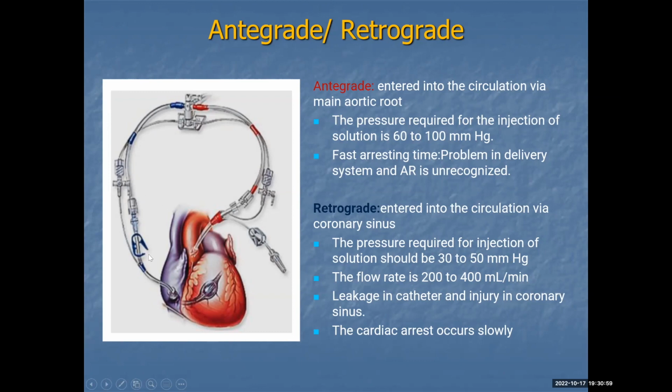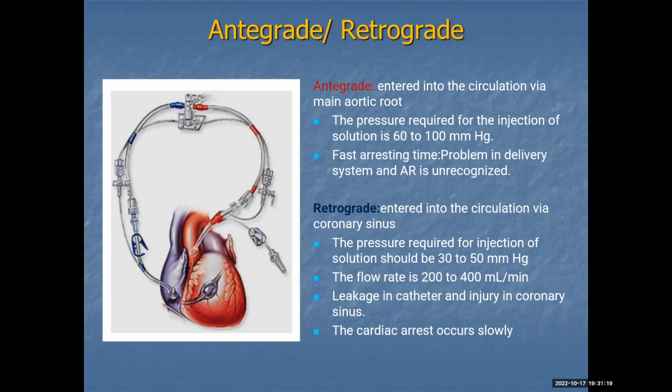retrograde, the backwards one, is going into a venous side, so it's a low pressure system. And antegrade is going into an aorta or an artery, so it can be directly into the artery, up into the aorta, or down the left or right coronary artery. So it's used to a much higher pressure system.